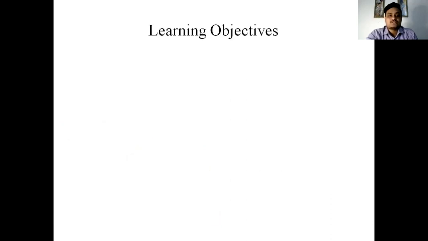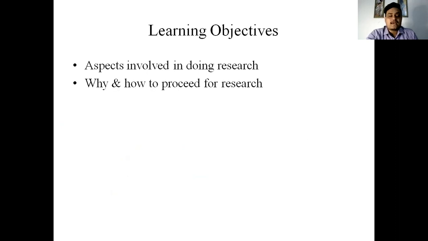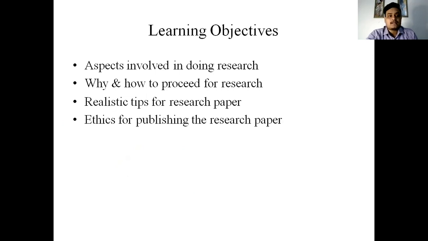So the learning objectives of today's session: aspects involved in doing the research, why and how to proceed for a research, realistic tips for a research paper, that means the practical tips for a research paper, and ethics for publishing the research paper. So we'll discuss these 4 bullet points, and at the end of the session, we all have to understand these 4 objectives.